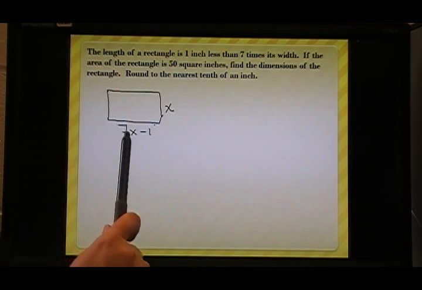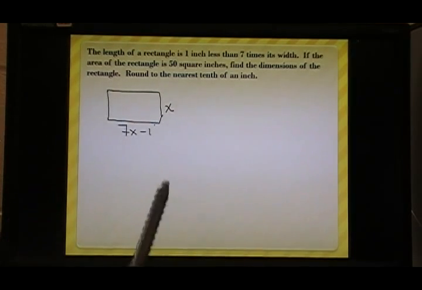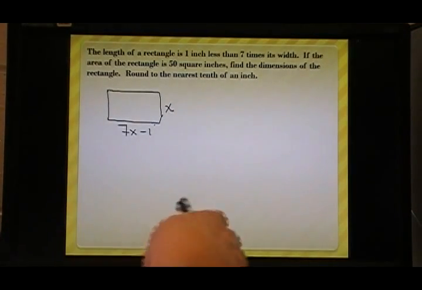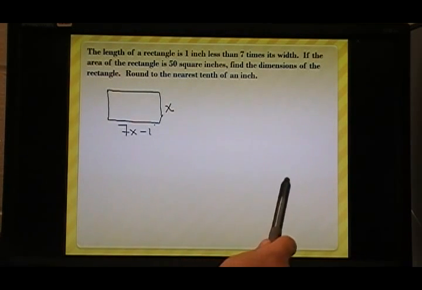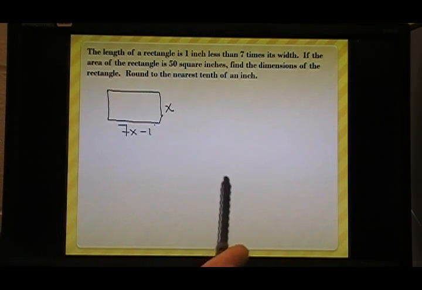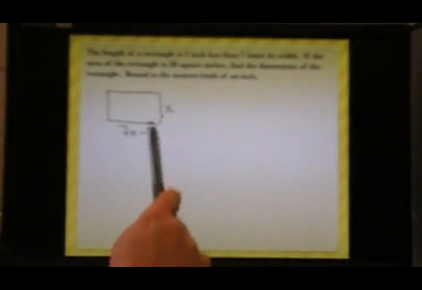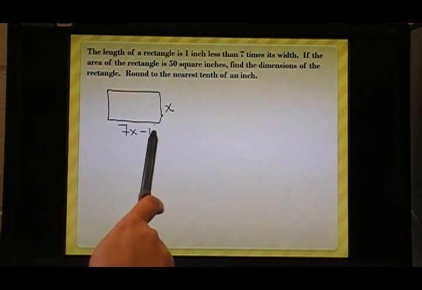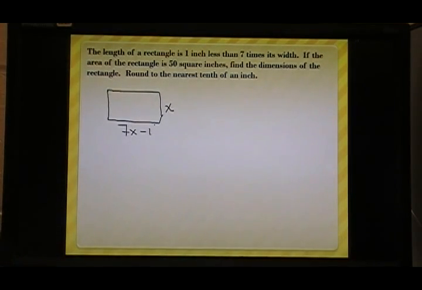Please note, if you write 1 minus 7x, that is not correct. It is not the same thing. Just thinking about subtraction, 2 minus 3 is negative 1, while 3 minus 2 is positive 1. Subtraction is not commutative, so you do have to pay attention to order. Again, we're focusing on the information.